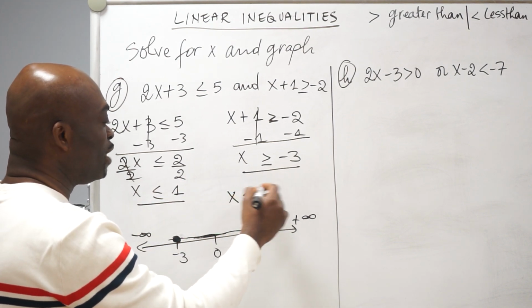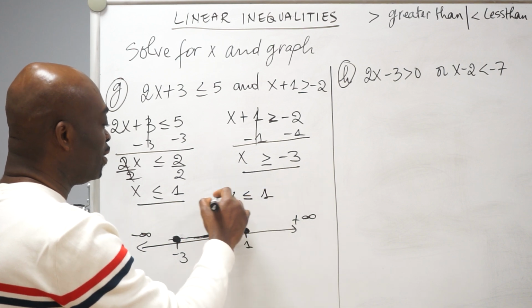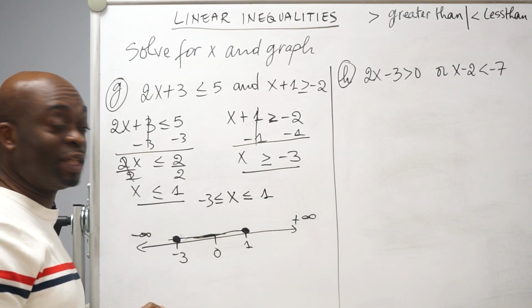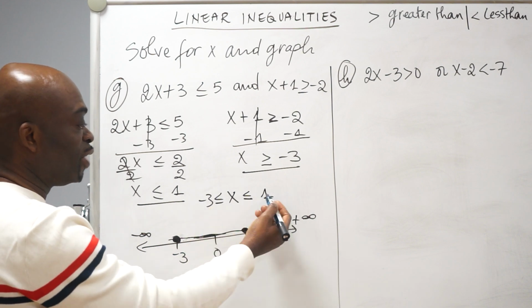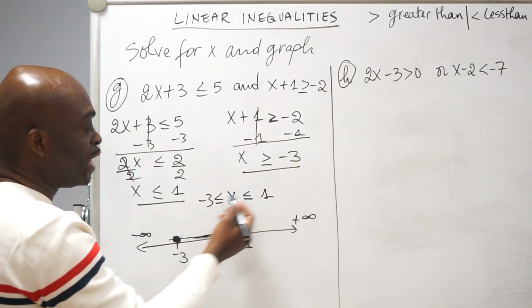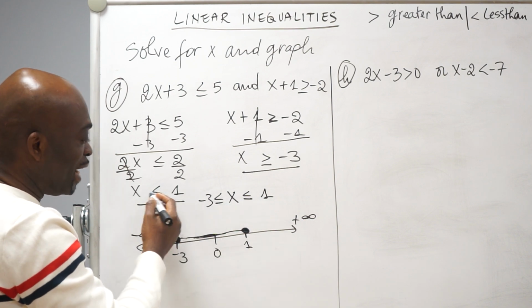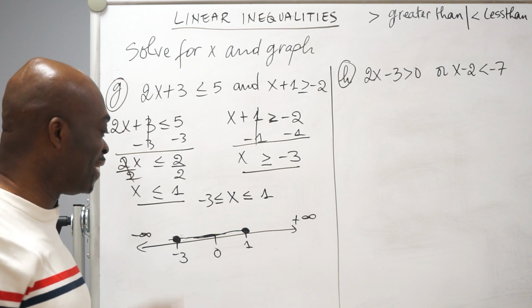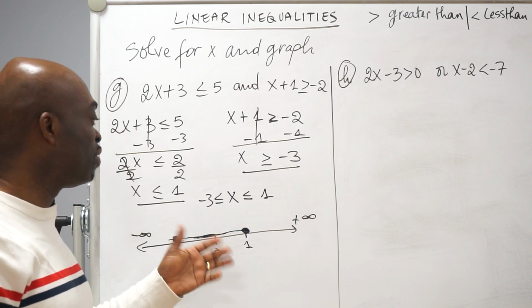So you have 1 here, less than or equal to, you have -3 here. So you can put it as well in this way, because that means it's between -3 and 1, which is the same thing as this one. So x greater than or equal to -3, which is this one, x less than or equal to 1, which is this one. Okay, so you can rewrite it like that. So this is our final answer here when we graph it.